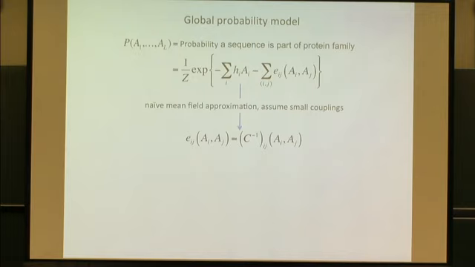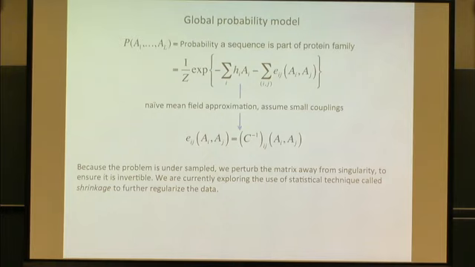Of course, our data is undersampled. We're fitting something like 2 million parameters here. We have something like 10,000 sequences. So our covariance matrix tends to be singular. We basically use shrinkage to perturb the matrix away from being singular so that we can invert it. So we add lambda times the identity to our observed covariance matrix.